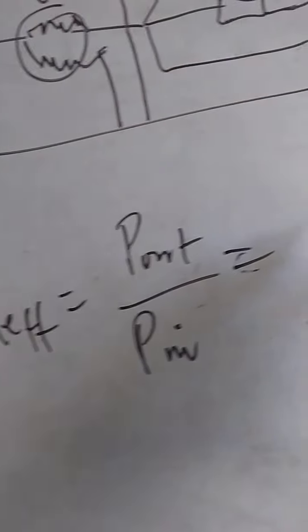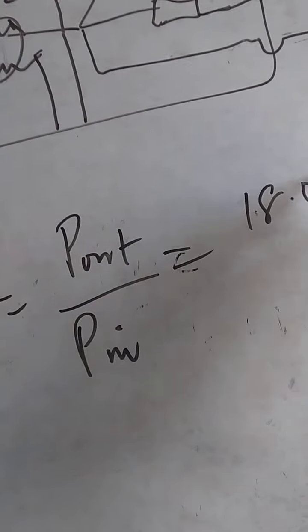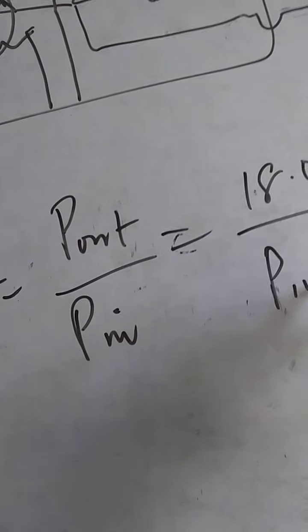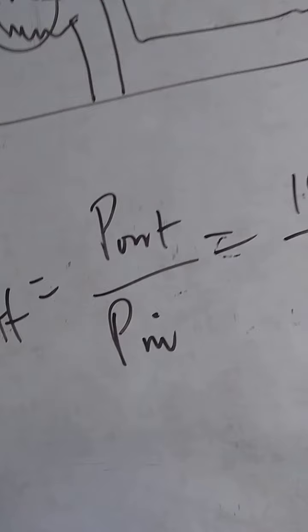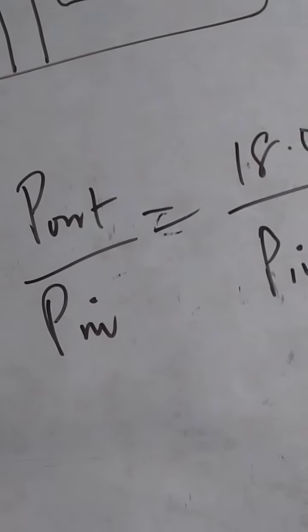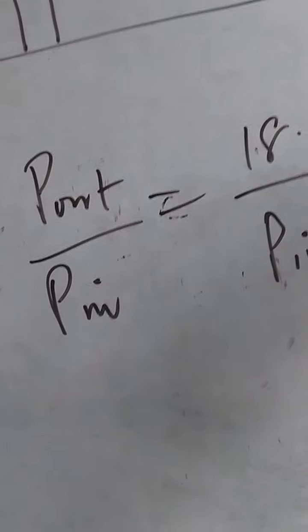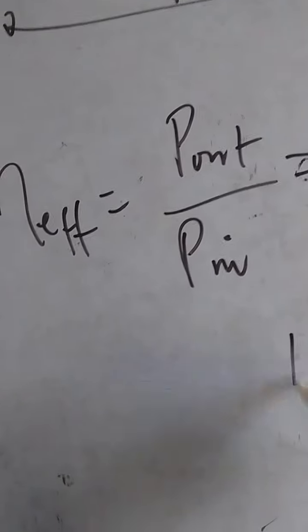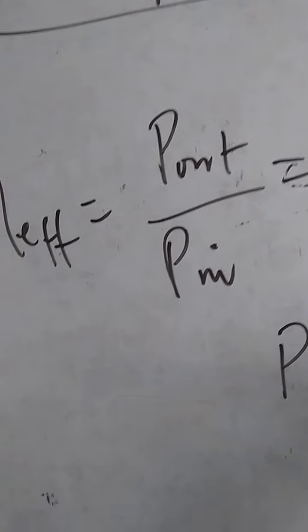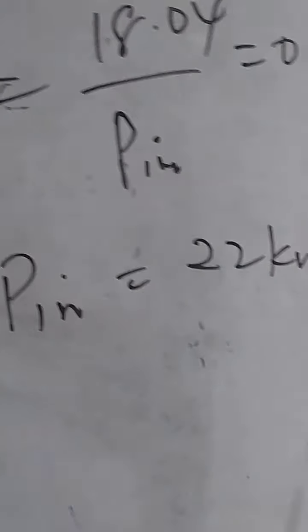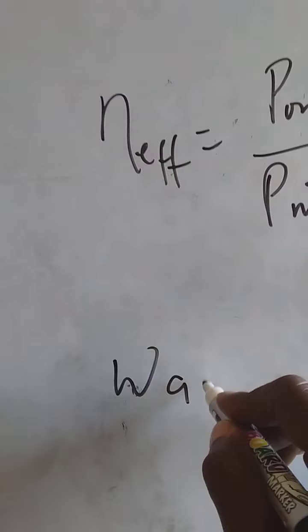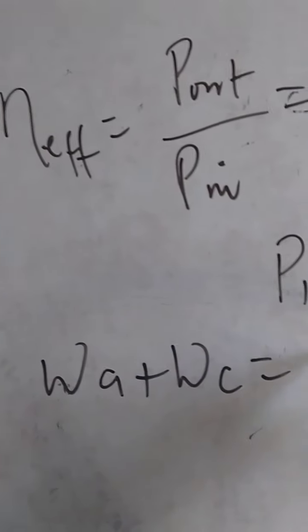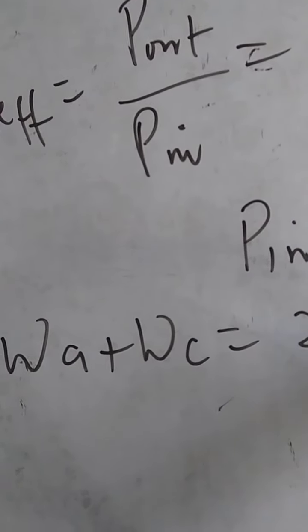And what is the output power? The output power is 18.04. The input we don't know. And the efficiency itself is given as 82%, which is 0.82. So we can then find our P in, which gives us 22 kilowatts. Right. So that means our P in, the input power, which means our WA plus WC, is 22 kilowatts.